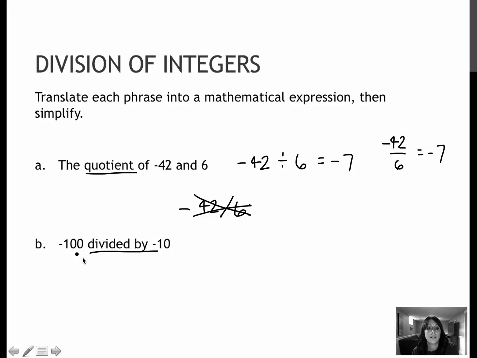So negative 42 divided by 6 is negative 7, and negative divided by a positive, that's the same either way that I write it. Negative 100 divided by negative 10, again, to write the expression, I write it either as a fraction or with the division sign. For this one, I end up with a negative divided by a negative, which is a positive, so my result is positive 10. Remember, you can always check your results of division by taking the divisor and multiplying it by your quotient. So negative 10 times 10 does give me negative 100, so I know I did it right.